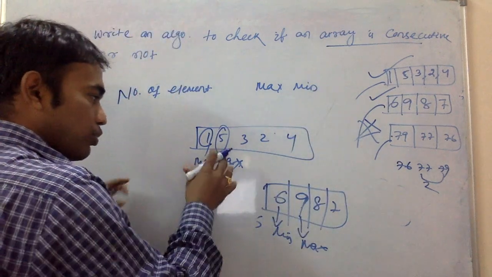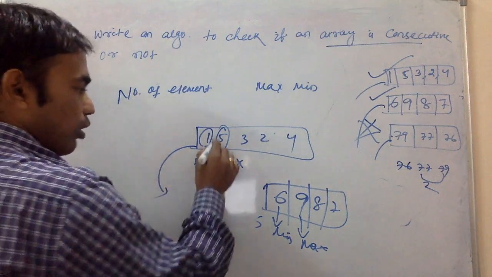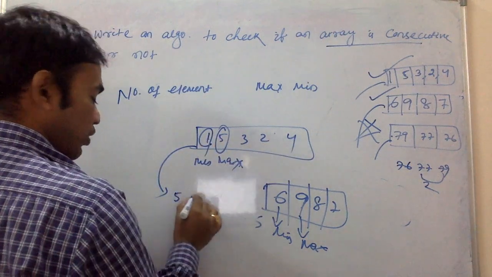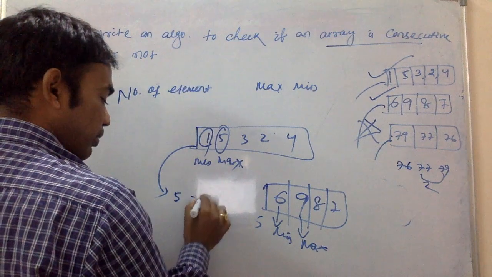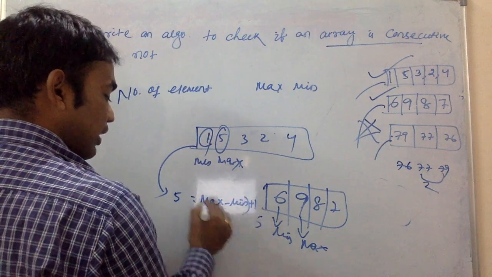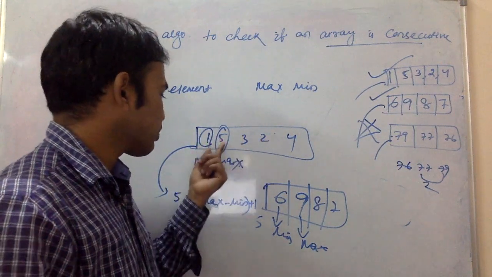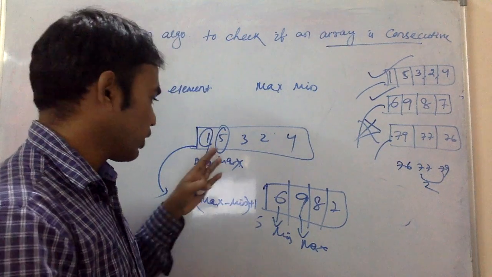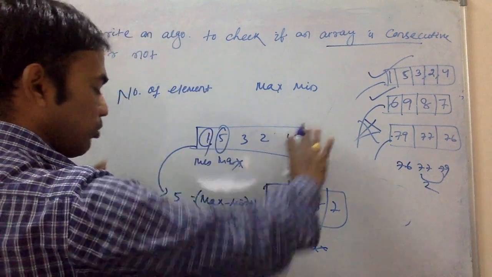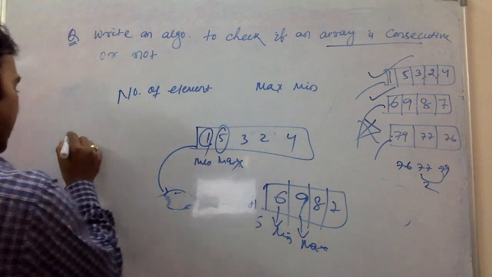Okay, so can you find out how many? Let us take this example. The number of elements is 5, right? So can I say max minus min plus 1? Because for every element, 5 minus 1 is how much? 4. 4 plus 1 means 5 elements must be present in this particular array. You got it? So the maximum element is 5.